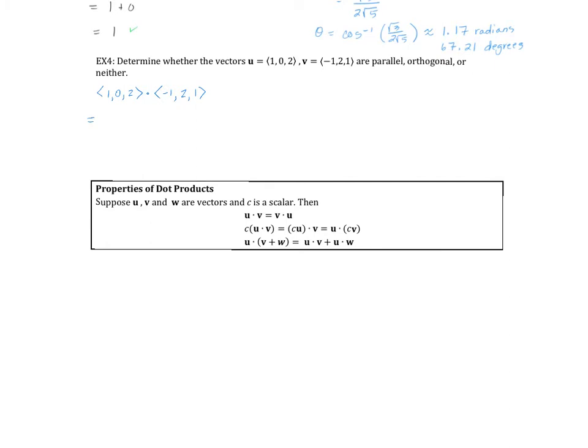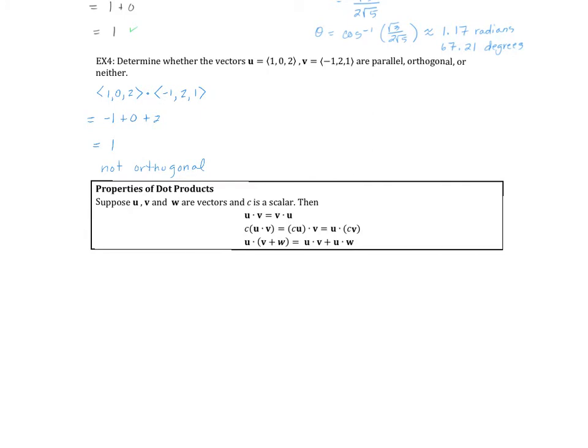And I'll get -1 plus 0 plus 2. So that would be a +1. Okay, which tells me they're not orthogonal. Remember, orthogonal means perpendicular, normal. That means that when you take the dot product, you get 0. All right.